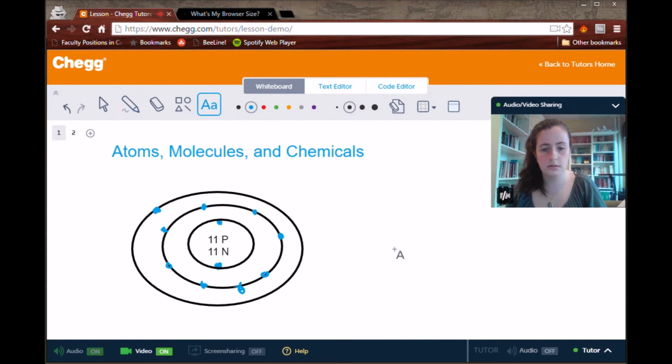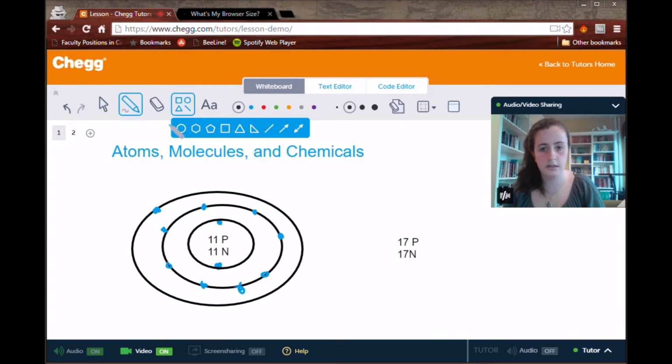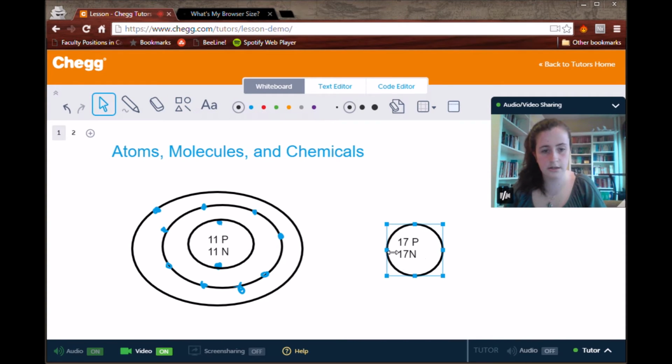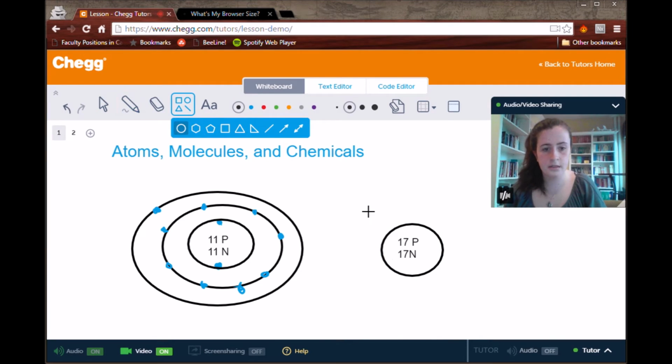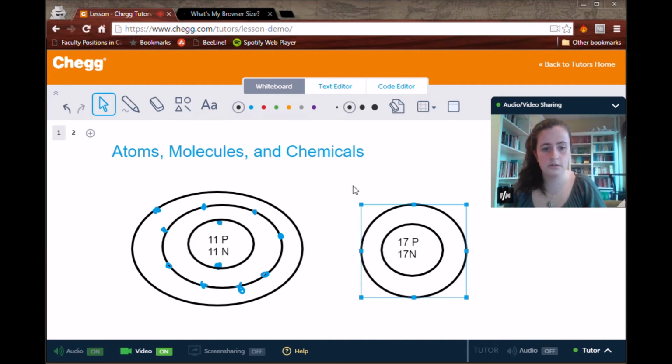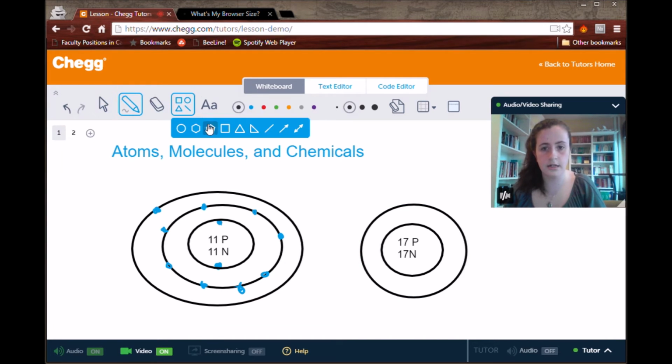So 17 protons and 17 neutrons, and it's going to need to have 17 electrons to balance it out. So just like sodium, we're going to have, let me draw these first so that I know I can fit everything. First shell and second shell, and then we're definitely going to need a third shell because 17 is more than 11.